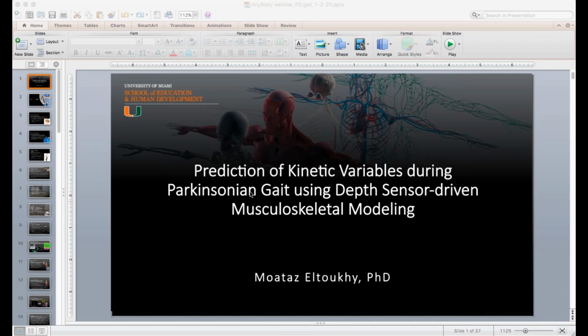So when it comes to the disease, there are some main features or characteristics related to motor impairment, like tremor, rigidity, impaired balance, and short steps.